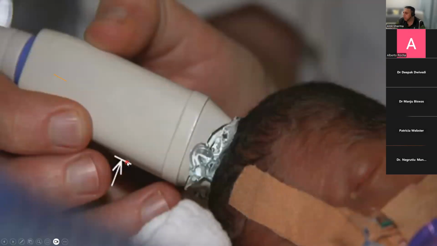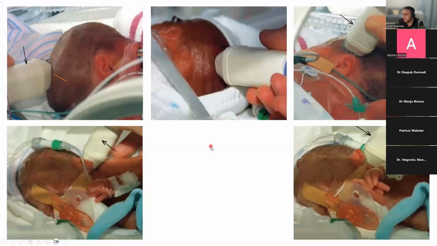Again, just probe markers always kept to the right when you're doing your coronal views. When you're doing your sagittal views, the probe markers always kept to the front. We'll talk about the other views as we move forwards. This is just, again, the posterior fontanelle. And again, you want to keep your probe marker on the right-hand side when you're doing the posterior fontanelle. You will always, when you're doing the other fontanelles, take both coronal and sagittal views.